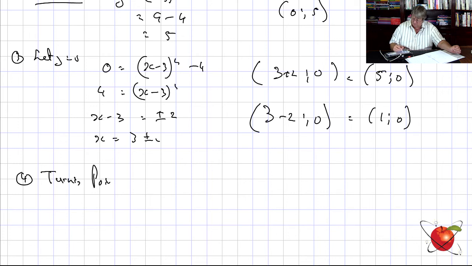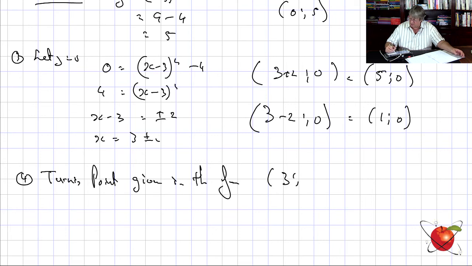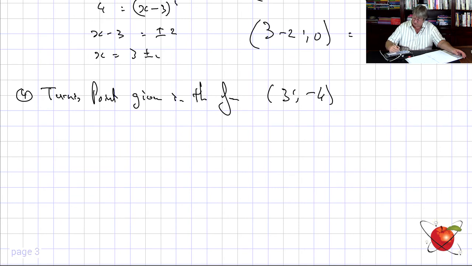Okay. And the last thing that I do is I say, okay, turning point. What do we say? Turning point, it's given to us, basically. It's in the formula, and we write down the standard, and we get that our turning point is 3 and minus 4.